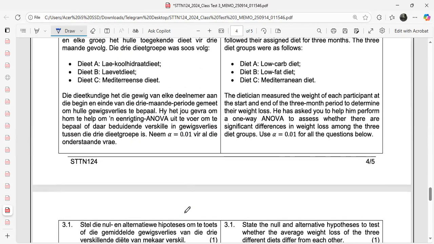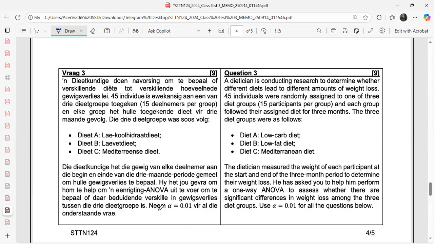Then what's the other one? This one is ANOVA. And I think I'll have to explain that one at a later stage. So you can also try the other question papers. You will see that this is interesting.